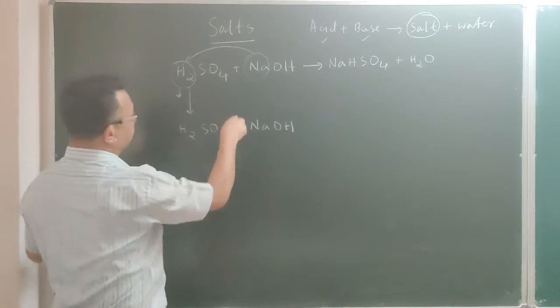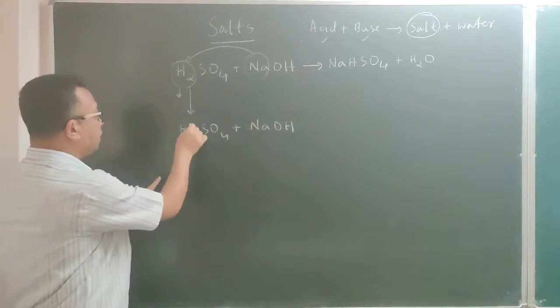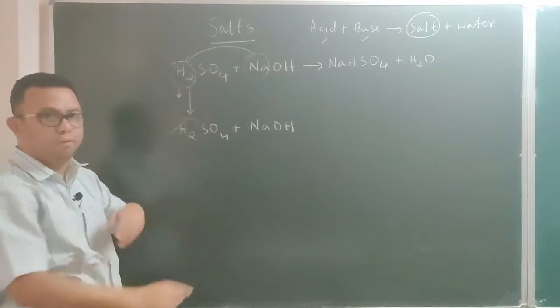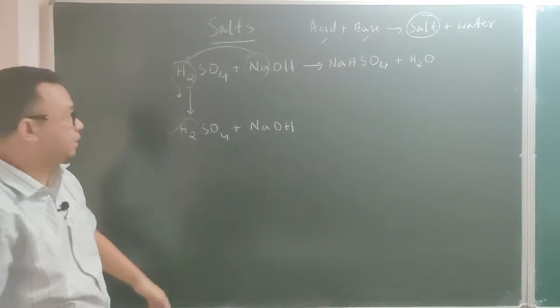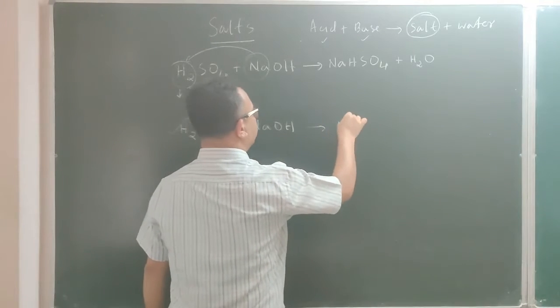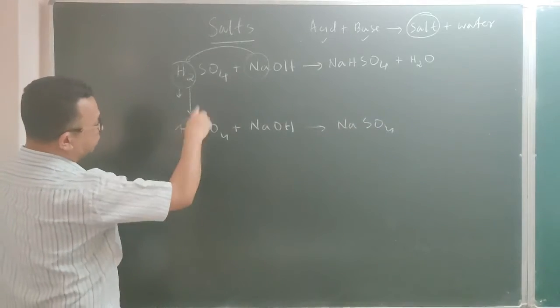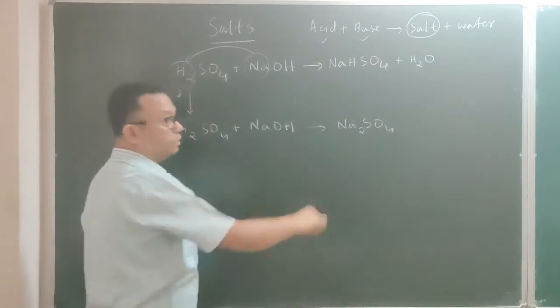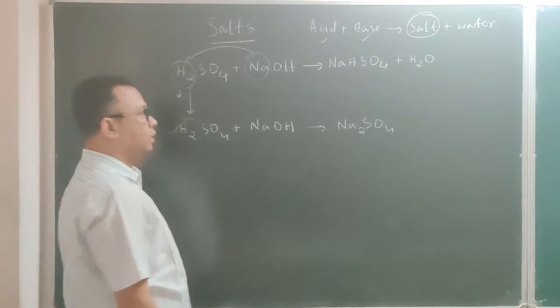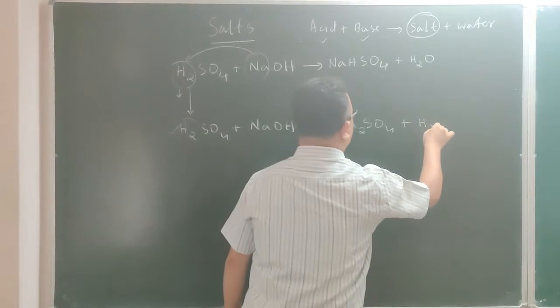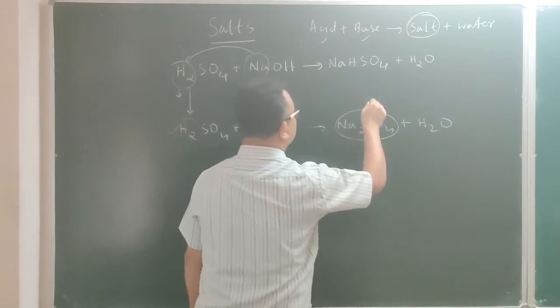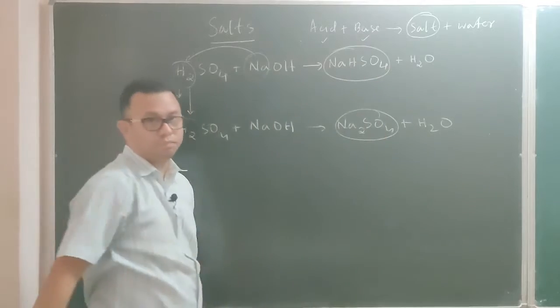Okay, now the same reaction I am going to write, same compound I have taken, but now the hydrogen is replaced totally, fully, both hydrogens will be replaced. When you are replacing both the hydrogens, then you will form sodium sulfate. Here this sodium is going and replacing both, and since sulfate has a valency of 2, I have to write Na2SO4 and then plus water. So that means this is also a salt.